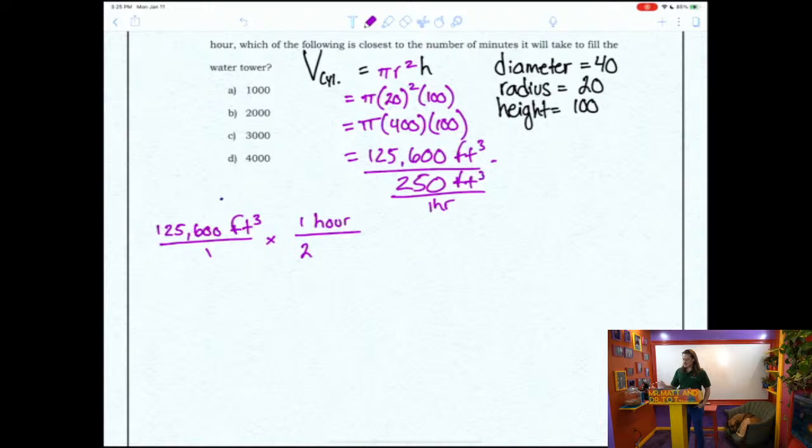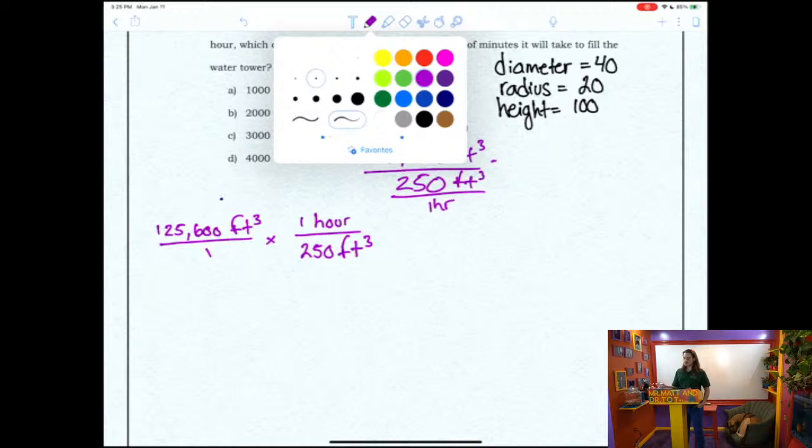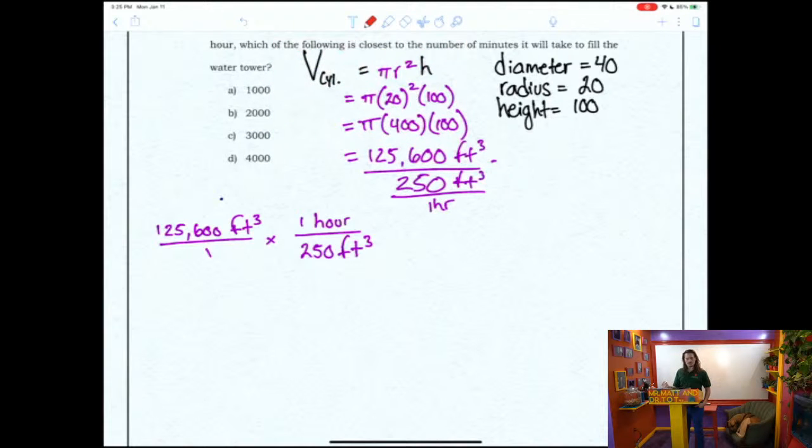So you can see it's not apparent at first when you immediately divide because you have a rate in the denominator, but because you're dividing, that's the same thing as multiplying by the reciprocal. And when you do that, cubic feet will cancel with cubic feet. And then if I divide this by 250, then we're going to have 502.4 hours. Now remember though, that's in terms of hours.